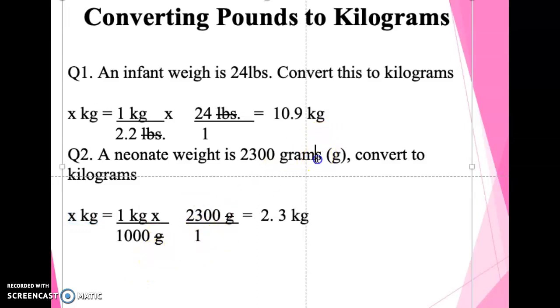And we were given 2,300 grams. Grams and grams cancel out. And we have 2,300 divided by 1,000, which gives us the answer of 2.3 kilograms.